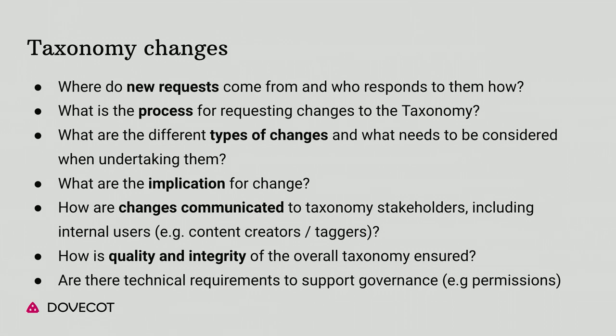Who communicates those changes? If you've added 10 new terms, how do people know to start looking? You've got a nice autocomplete or something, but if they don't know there are new terms, they're not going to know to look for those. And are there any technical requirements to support this governance? So giving permission to people to tag content or view the taxonomy or submit a taxonomy term. You can actually put taxonomy terms in Drupal into the workflow and have them show up as unpublished and then have a review process. So you can actually treat them as little editorial pieces if you give people access.